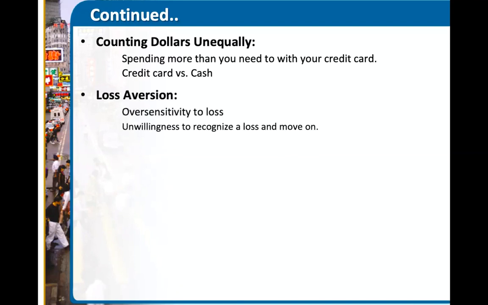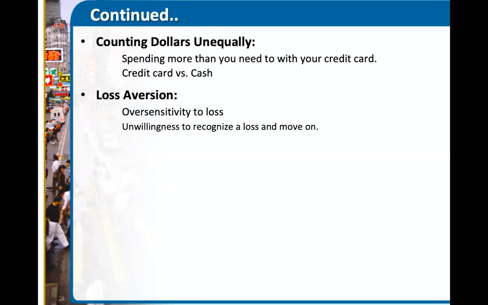And one that is a little bit more towards the psychological or behavioral economic side is loss aversion. We're sensitive to losses, we're unable to recognize losses, and we cannot move forward. So a lot of people confuse loss aversion with risk aversion. They're not the same thing.